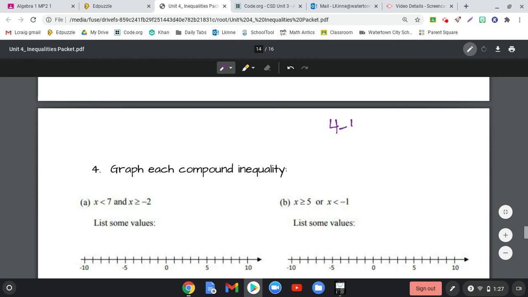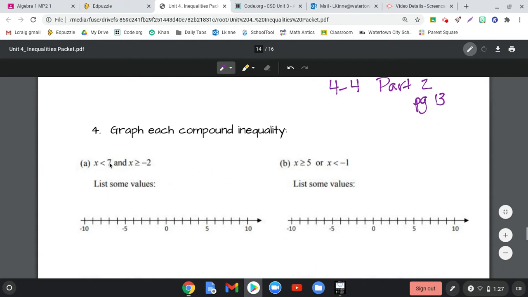Welcome back, guys. We're going to do some more work with compound inequalities and interval notation. So this is 4.4 part 2, and we're on page 13 in your packet. All right, so just a little practice from the last video.